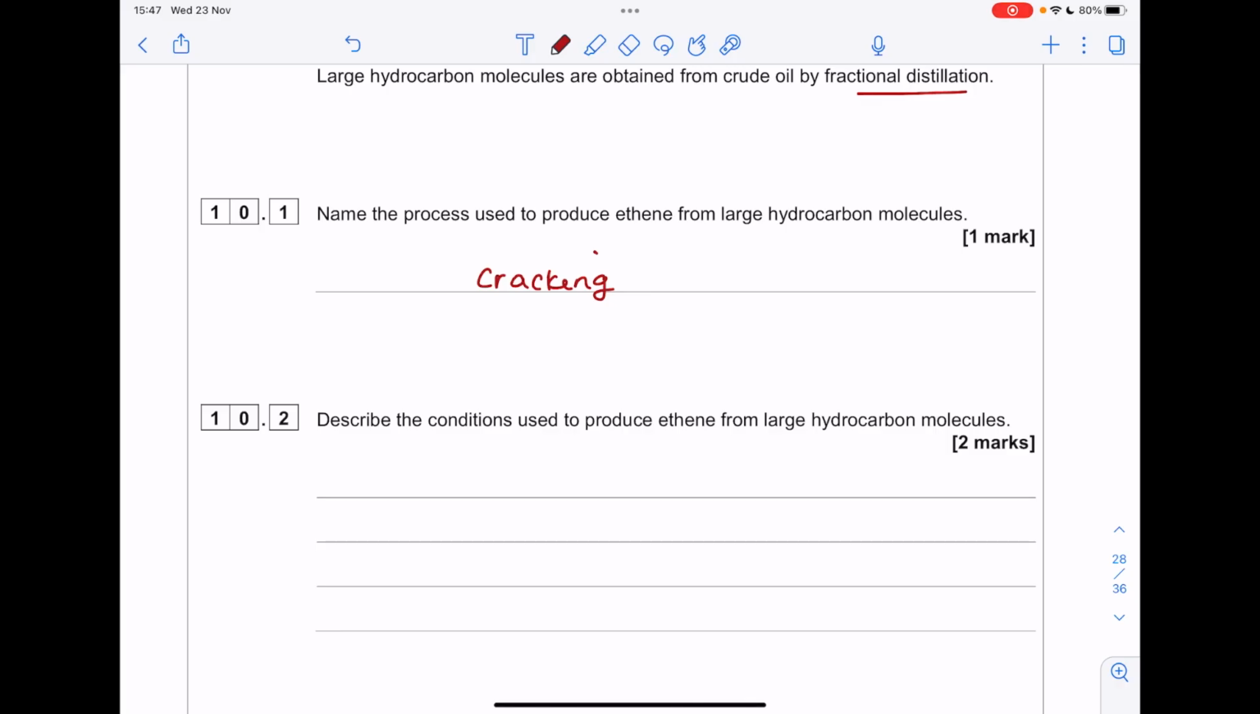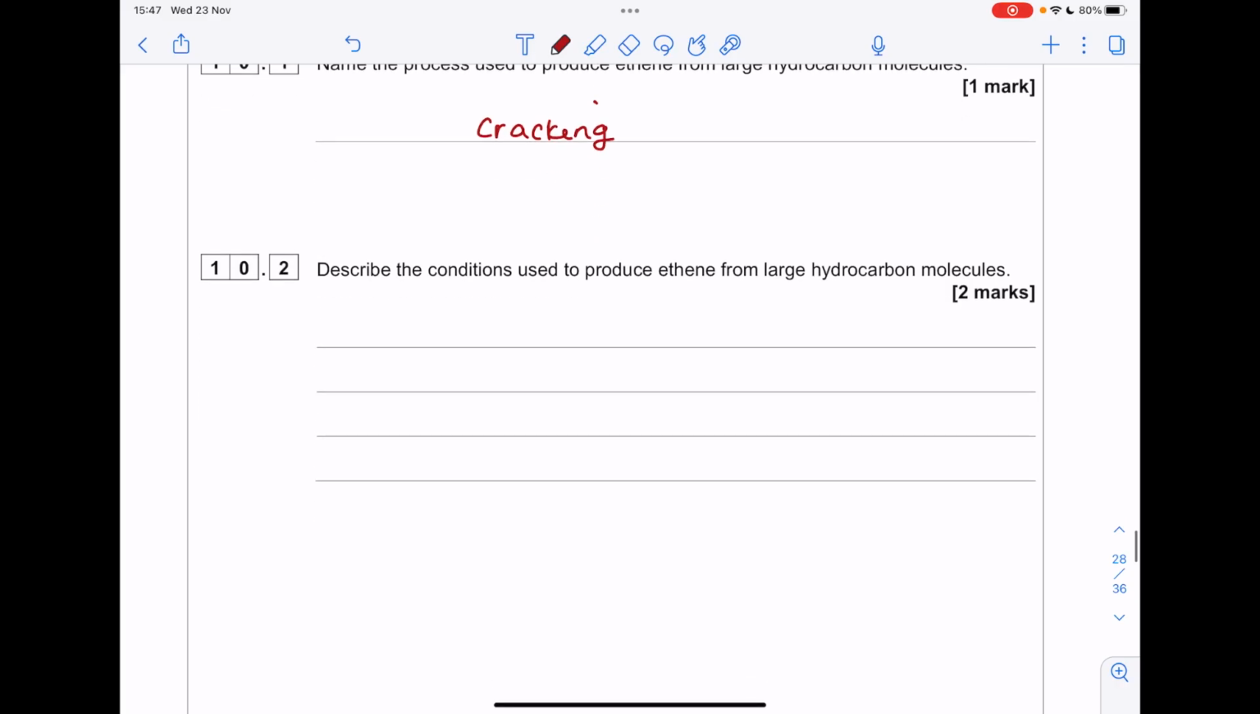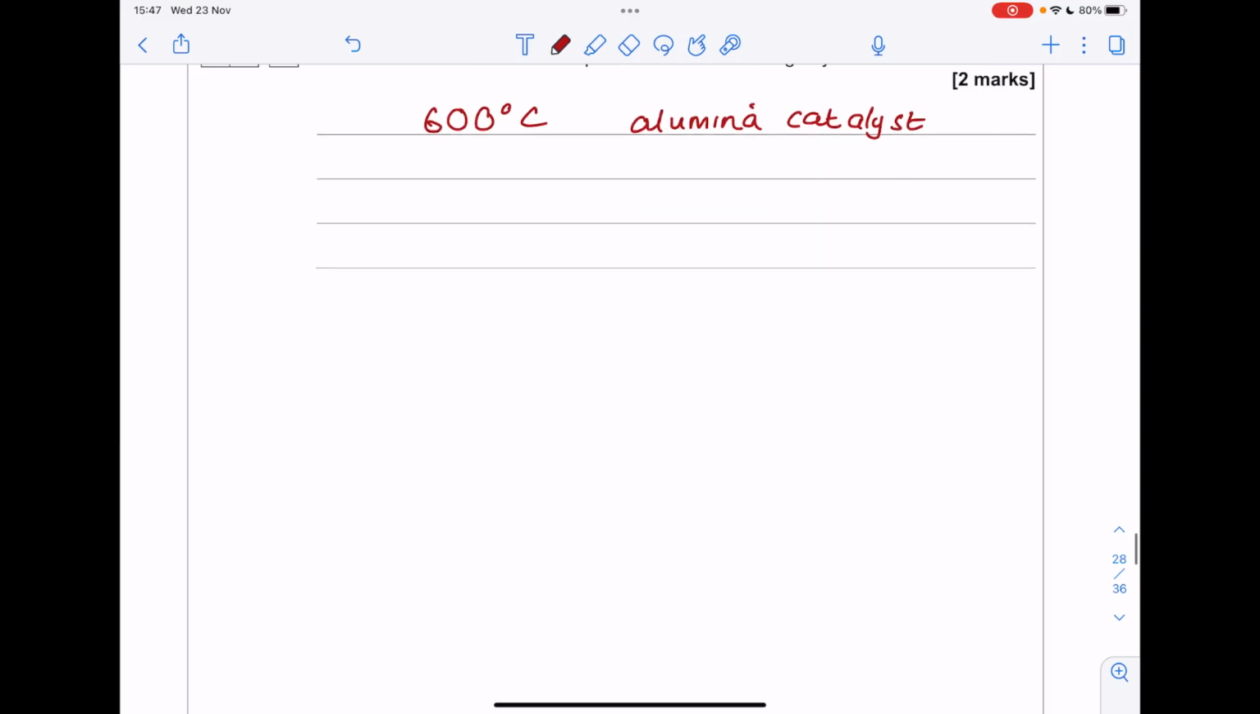Describe the conditions used to produce ethene from large hydrocarbon molecules. So what are the conditions needed for cracking? A high temperature and an alumina catalyst.